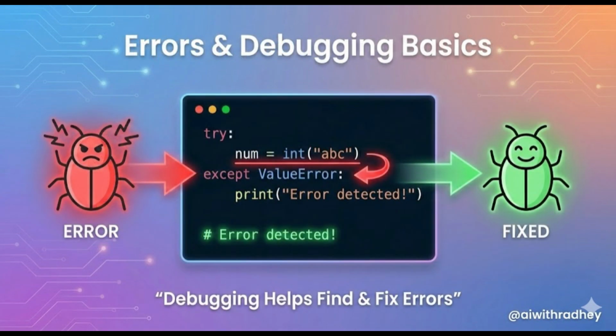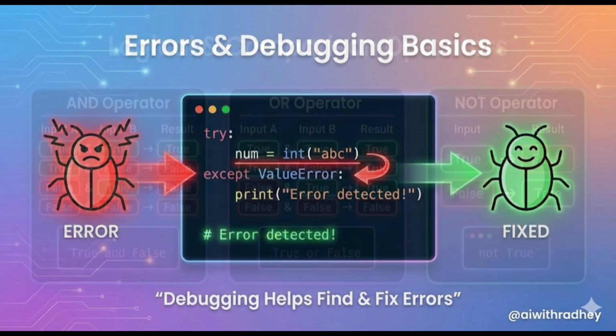Errors are a normal part of programming, and debugging is how we find and fix them. Sometimes your code tries to do something impossible, like converting the text "ABC" into a number. That causes an error, and the program stops. But with a try, except block, we can catch the problem before it crashes the program. In this example, Python tries to convert the value, and when it fails, the except block handles it and prints "error detected." Debugging helps us understand what went wrong and gives us the tools to make our code stronger and more reliable.